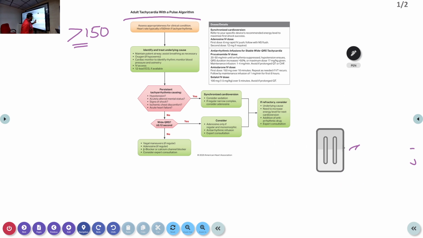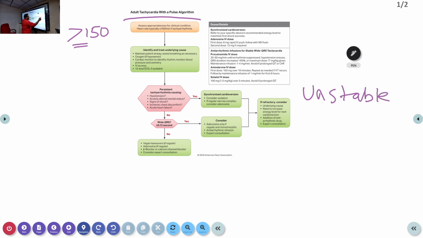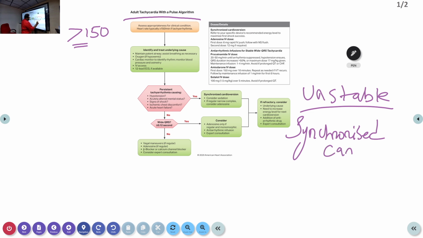So remember that whenever you have an unstable tachycardia, the treatment is synchronized cardioversion. What is the treatment? Whenever you have an unstable tachycardia, the treatment is synchronized cardioversion.